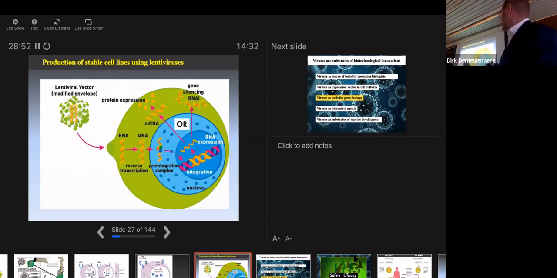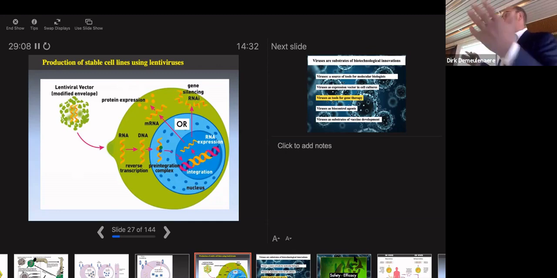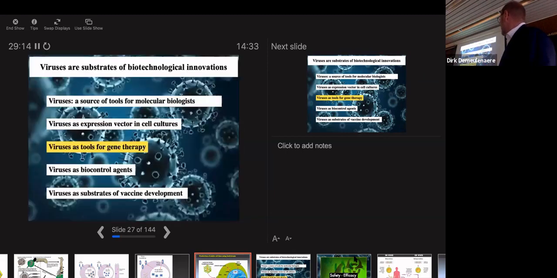But you can also use it to switch off the expression of an endogenous protein if you use the lentivirus to induce the expression of the silencing RNA. So there are really very, very large possibilities of combination to make transient or stable expression using viruses.